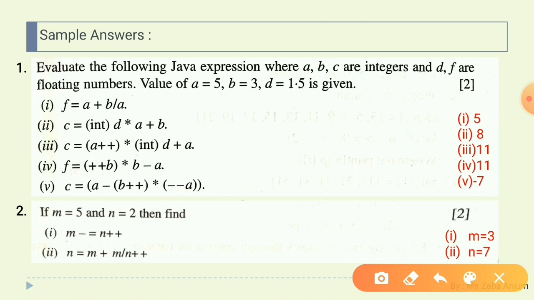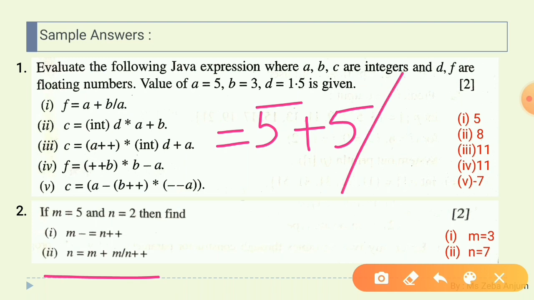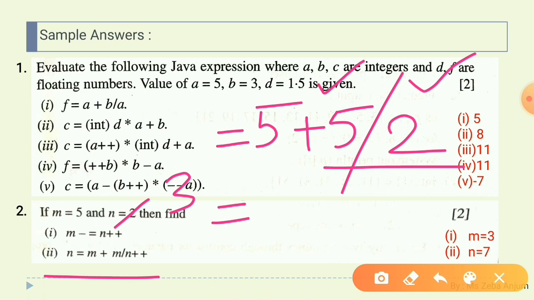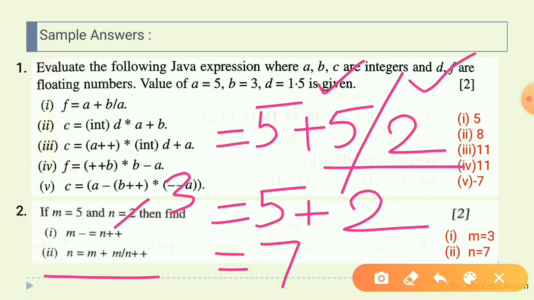Now see the second one. M plus m divided by n plus plus. The value of m was 5. So write down 5 over here plus m, that is your 5, divided by n plus plus. Firstly write down the value, then afterwards increase the value. Now see, plus and division we are having. Obviously we are going to perform this division operator. So 5 plus the quotient is what? 2. Okay, so the addition will give you 7. Hence the value of n will be 7 for this case.